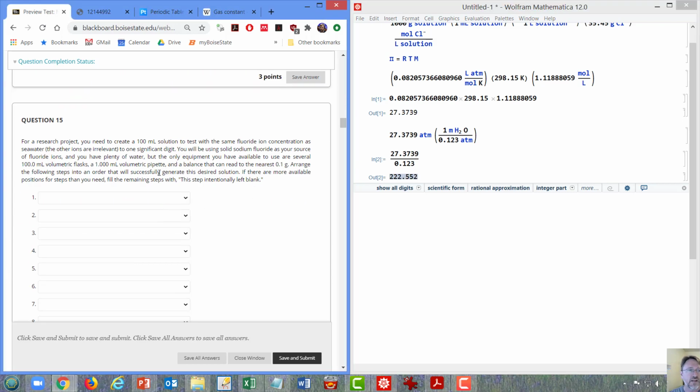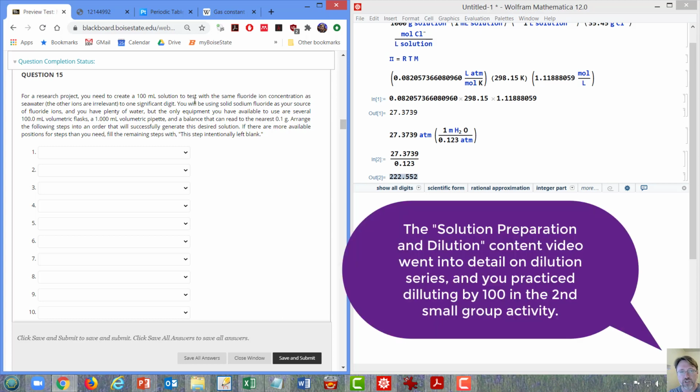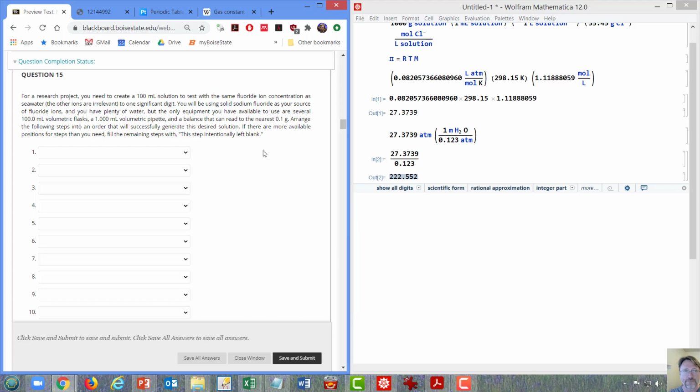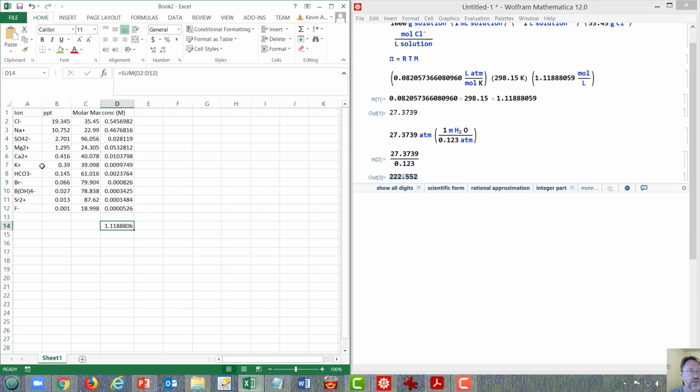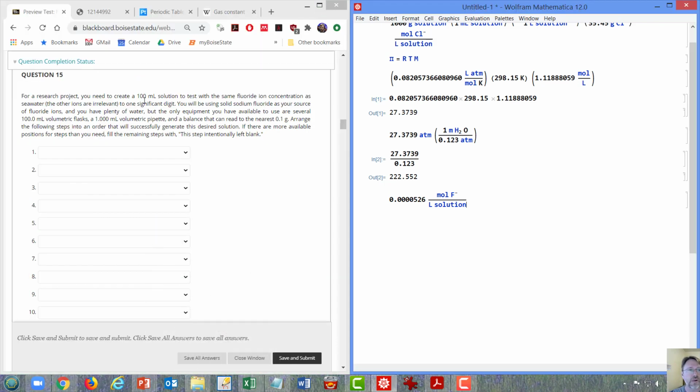There we go. Now, we now want to create 100 milliliters of a solution with the same fluoride ion concentration as seawater. All right. What was our concentration of fluoride? Let us take a look. It was this concentration in molarity. So we want 0.1234526 moles of fluoride per liter of solution. That's the number that we are trying to get.